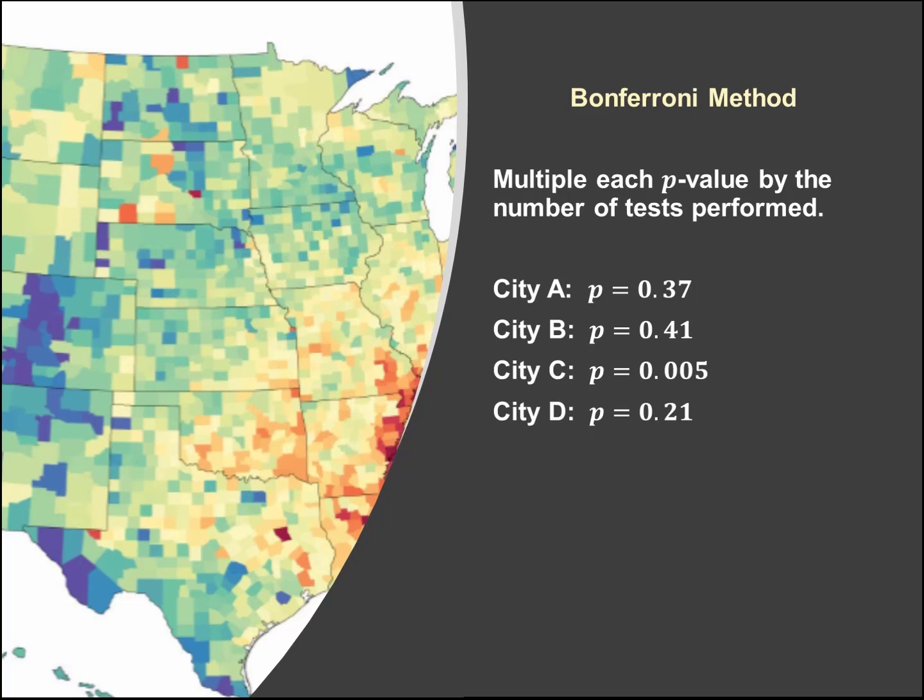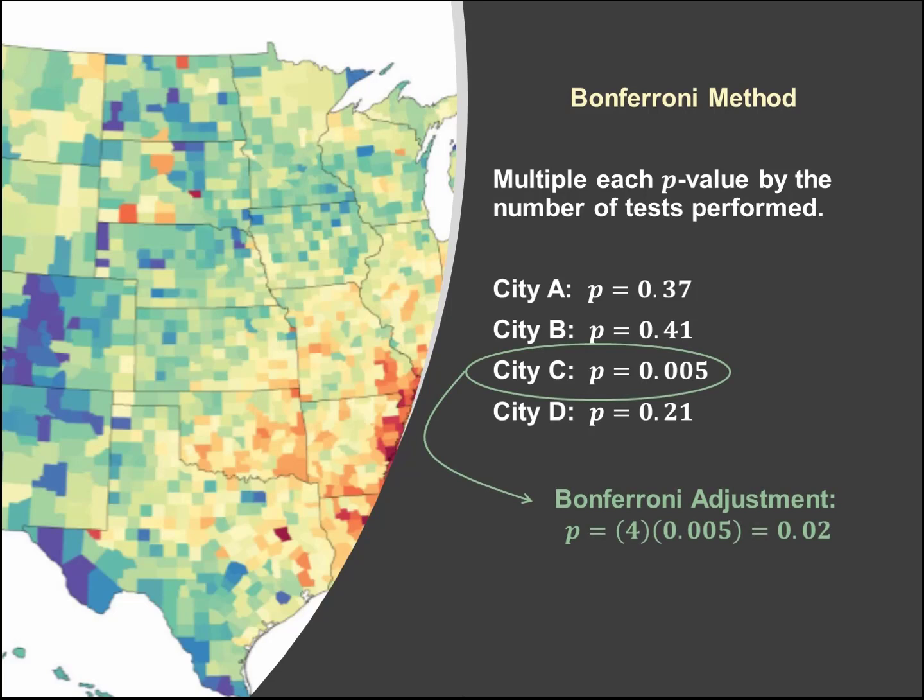Here we see that City C may be singled out as a hotspot, but we know that the p-value of 0.005 is somewhat unreliable because several tests have been performed. City C's p-value with the Bonferroni adjustment, however, is p equals 4 times 0.005, which equals 0.02, which is still reasonably strong evidence that it may be a hotspot.